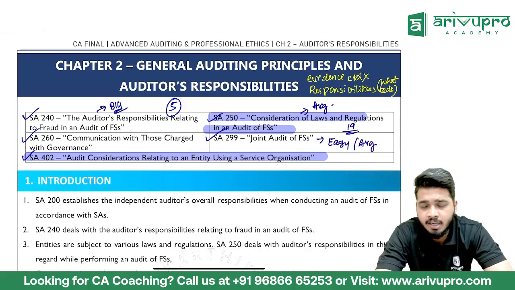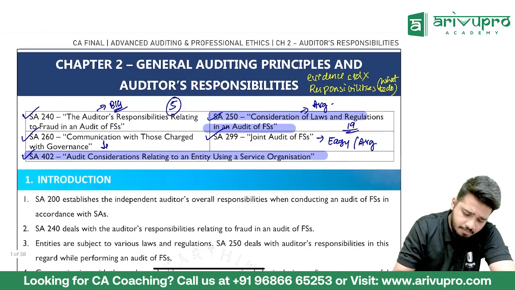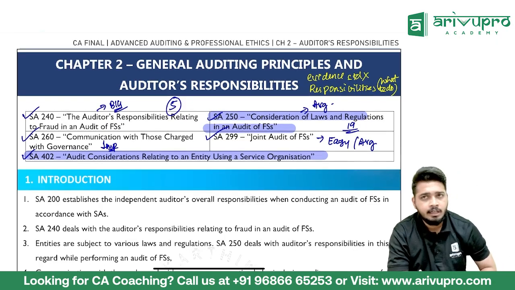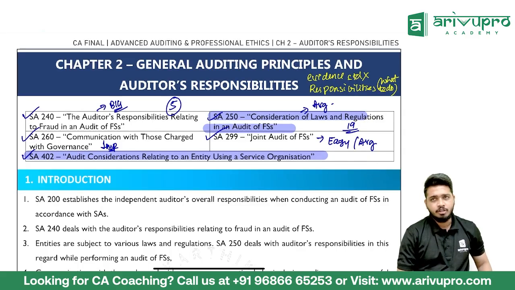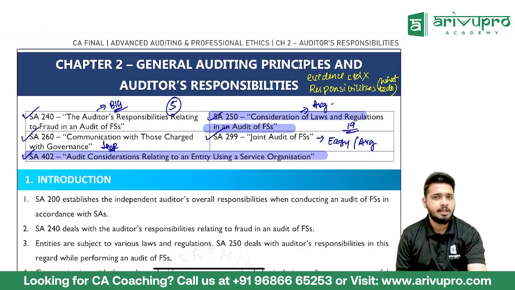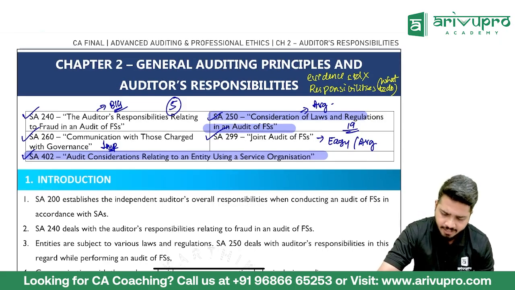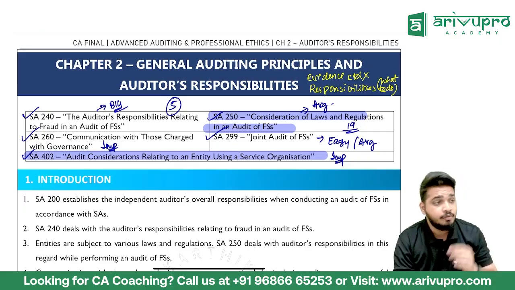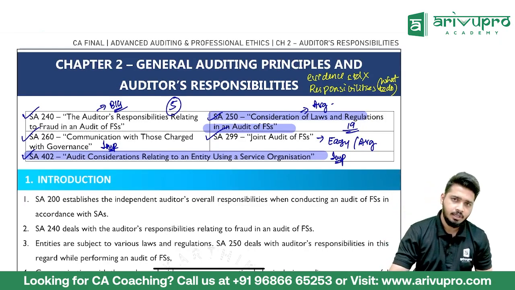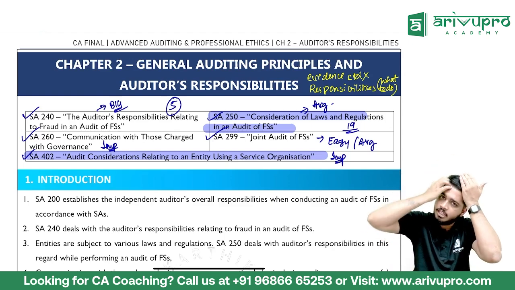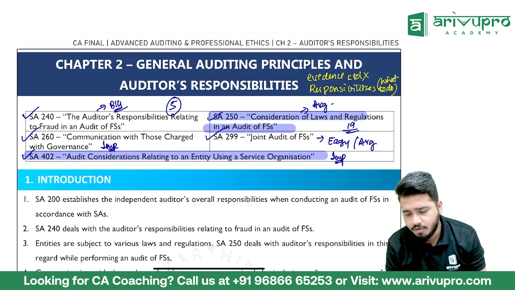SA 299 we have done in reporting. In intermediate you would have done it. SA 260 is very important from the CA final perspective. That's why a glimpse of this was given. Not a small glimpse only, the majority of the standard was given in inter. Completion and review, very important standard. And SA 402 is extremely important. With respect to 402, there is one more standard which we'll be seeing in chapter number 11. In chapter number 11, in assurance engagement, we will be seeing SAE, standards on assurance engagement. We'll be seeing more of that.